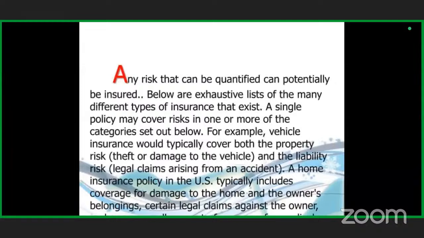Any risk that can be quantified can potentially be insured. Below is an exhaustive list of the many different types of insurance that exist. A single policy may cover risks in one or more of the categories set out below. For example, vehicle insurance would typically cover both the property risk and liability risk. Property risk relates to theft or damage of the vehicle, and liability relates to legal claims arising from the accident. A policy in the US typically includes coverage of damage, etc.